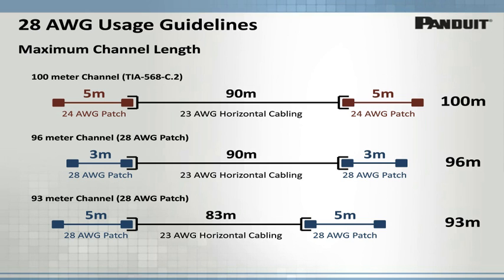The good news is that if we look, for example, at the top channel of 100 meters and the middle channel of 96 meters, we could take the 5 meters, let's say that the left end of the page is the work area. And we're going to have 5 meters of 24 gauge patch cabling in the work area. Our 90 meter permanent link is the same. And then on the far end, or rather in the telecom room, we're going to apply 3 meters of the 28 gauge patch. Well, you could do that combination, and as you add up those simple numbers of 5, 90, and 3, you now can achieve a 98 meter channel. So the same math applies.